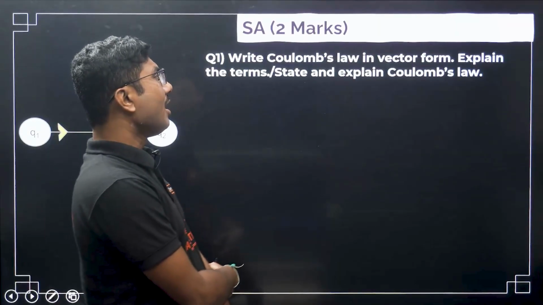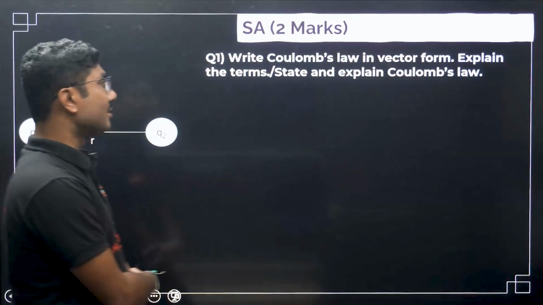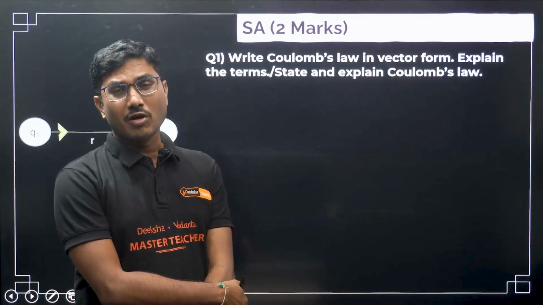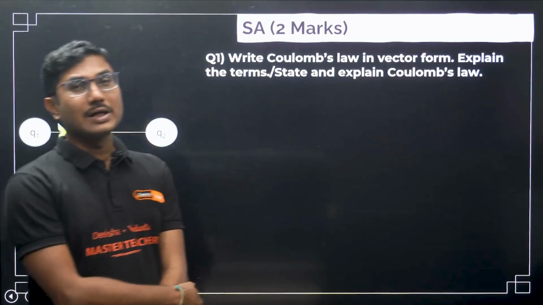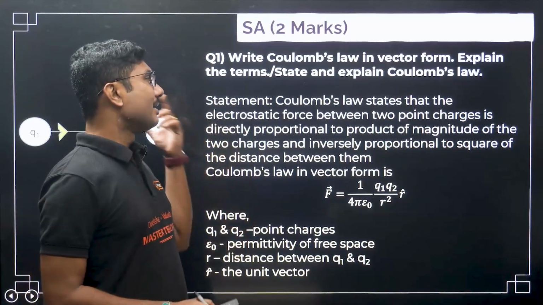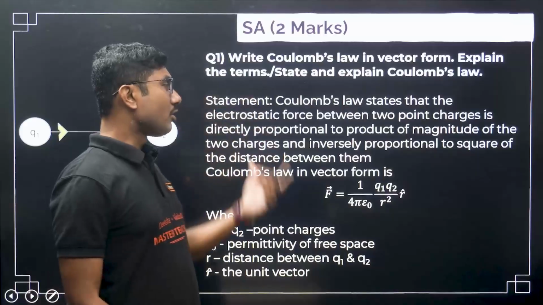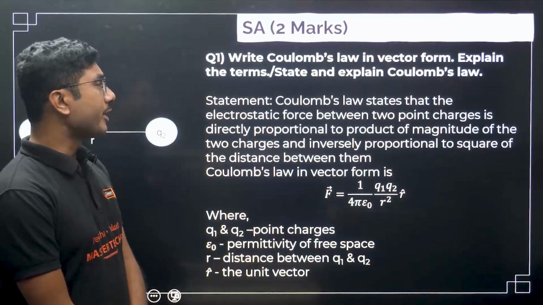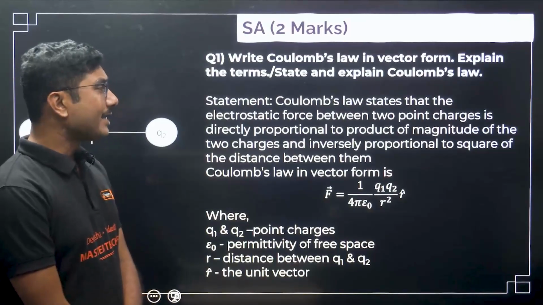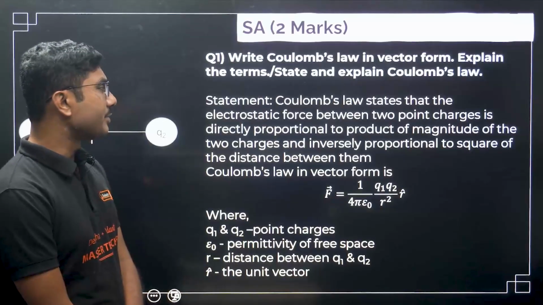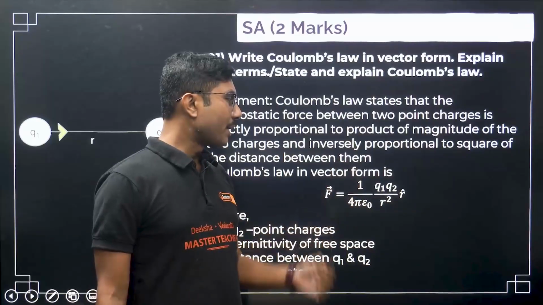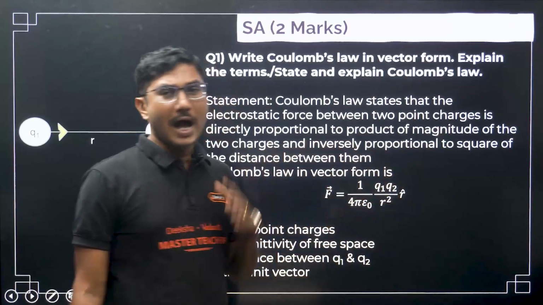Write Coulomb's law in vector form, explain the terms, state and explain Coulomb's law. Either it will come as state Coulomb's law in vector form or as state and explain Coulomb's law. Both questions are the same, only the statement part differs. Coulomb's law states that the electrostatic force between 2 point charges is directly proportional to the product of the magnitudes of the 2 charges and inversely proportional to the square of the distance between them. Coulomb's law in vector form can be written as F is equal to 1 by 4 pi epsilon naught Q1 Q2 by r square r vector.